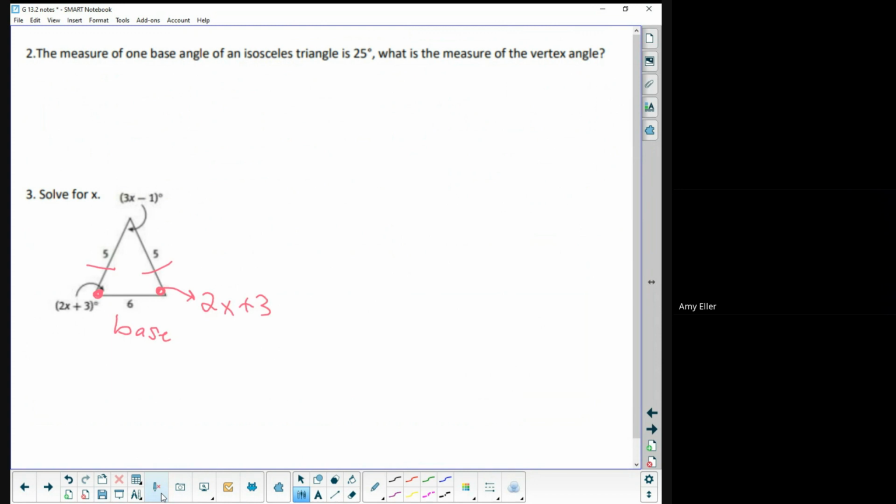And now it kind of falls in the same pattern we've been doing. All three angles add up to 180. Go ahead and write down all three angles added up.